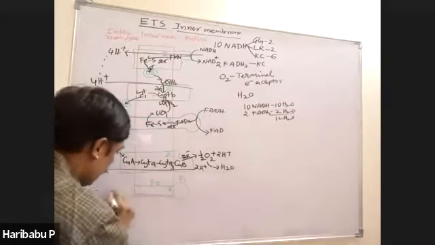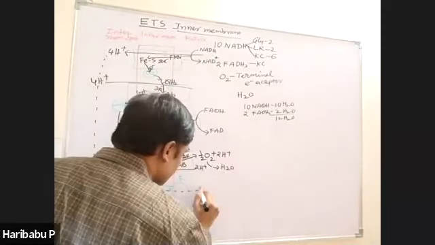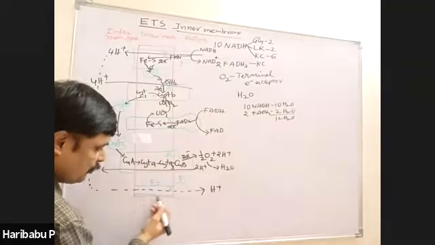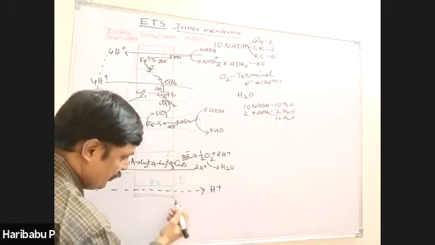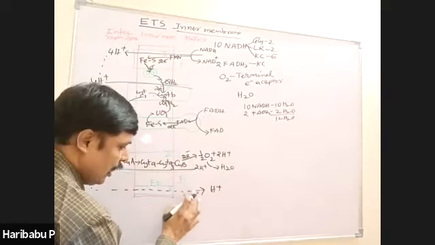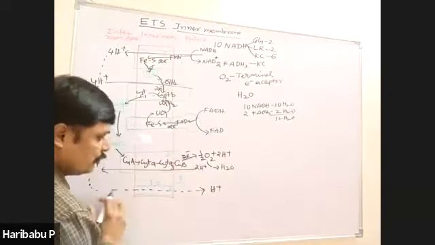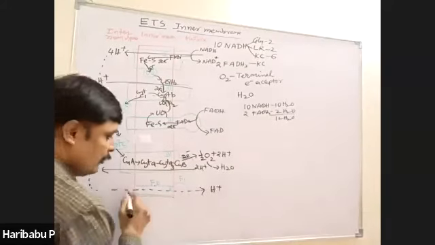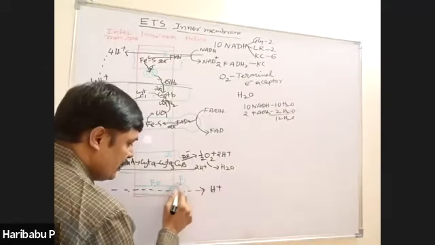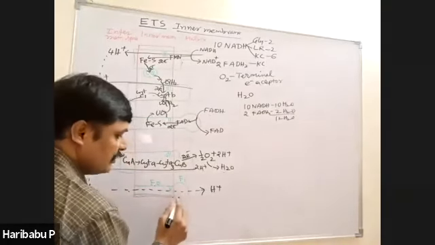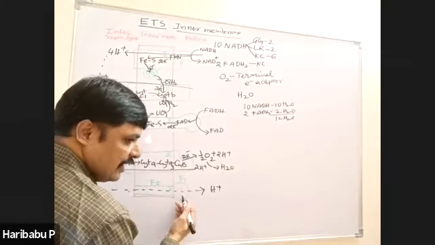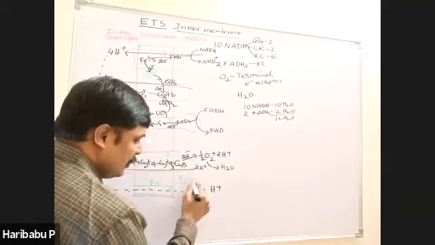In the F0 F1 complex, 2 parts are there. F0 acts as the proton channel, and F1 acts as the catalytic site, which protrudes out, whereas F0 is integrated into the membrane. While protons are transported, when the protons come to this catalytic site, energy is liberated. As a result, ATP synthase becomes activated.